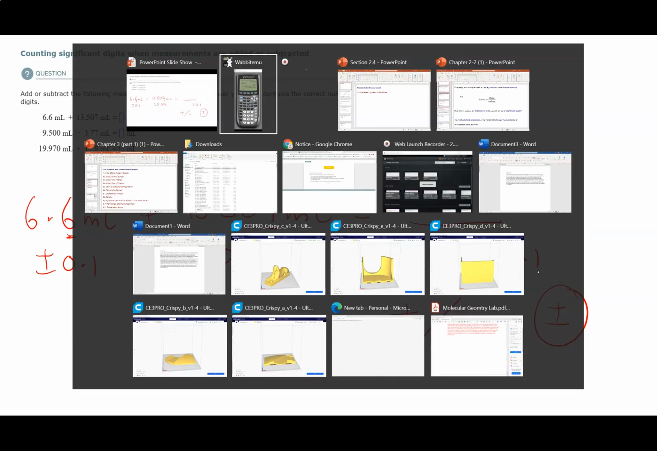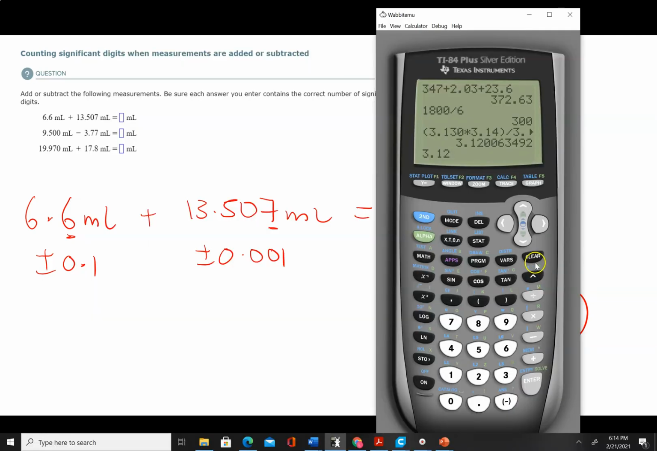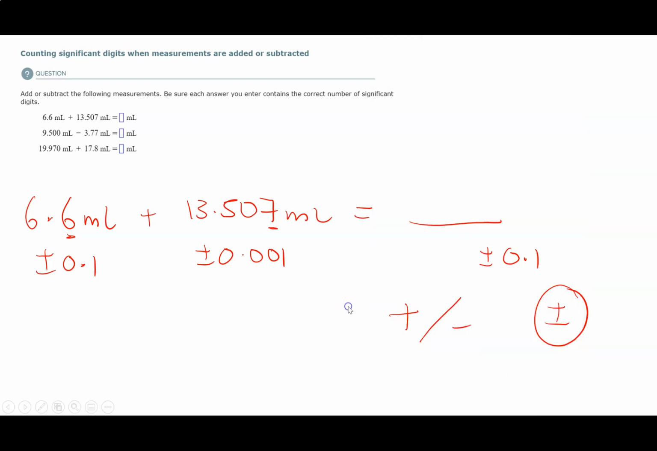All right, so let's see if we can get that up. So we're going to be mindful of that. So 6.6 plus 13.507, and we're going to cut off at the 0.1s. So it's just going to be 20.1 because the first digit following the 1 is 0, which is less than 5. So it's going to be 20.1. Okay, there we go. 20.1. Easy. 20.1 milliliters.